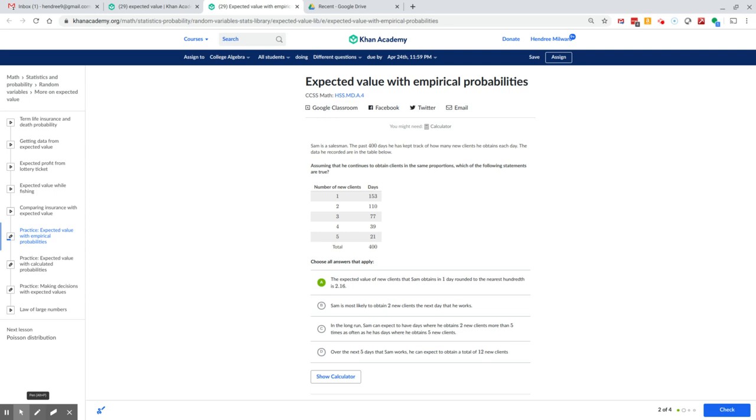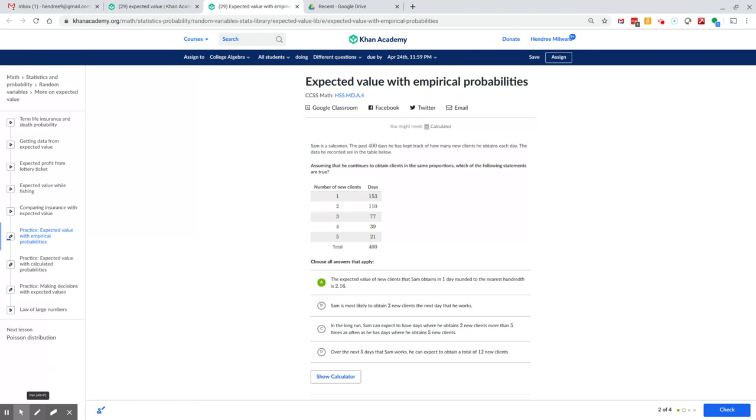Okay, so I got a good question about expected value with empirical probabilities. Here we have a salesman, Sam, who has worked for 400 days, and he's kept track each day of how many new clients he's obtained. He's got the data recorded in the table below. And we're asked to figure out, if the future holds kind of the same as the proportions that they have in the past, which of the following statements will be true?